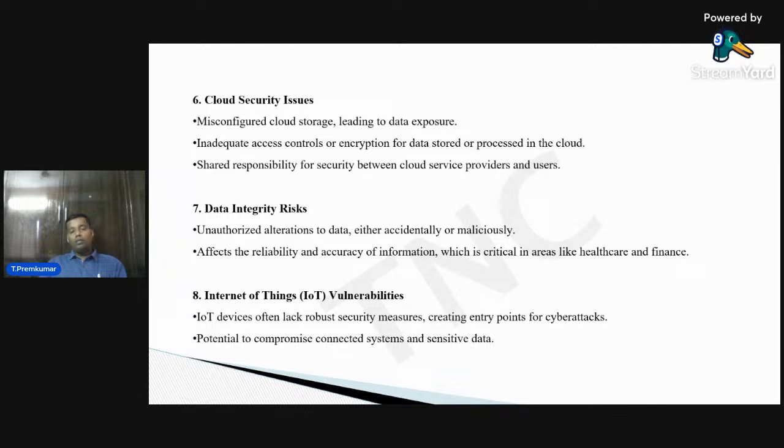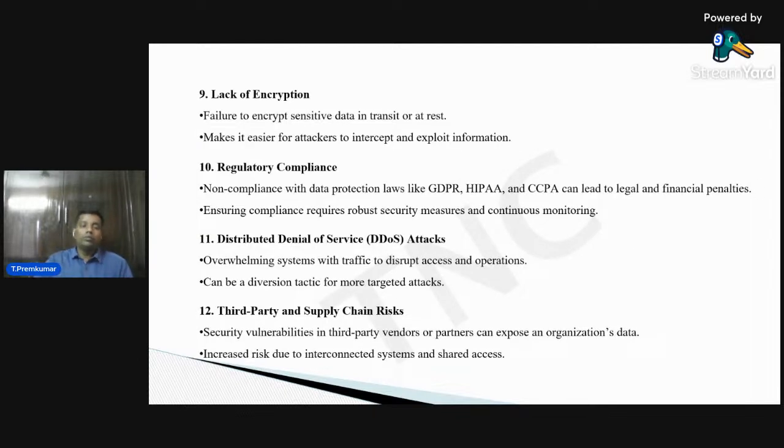The next one is the IoT area. IoT devices often lack robust security measures, creating entry points for cyber attacks and the potential to compromise connected systems and sensitive data. The next area where we can see data security issues is lack of encryption. If you are not maintaining proper encryption standards or methods for sensitive data, it spoils your data. It makes it easier for attackers to intercept and exploit the information if it is not encrypted properly.